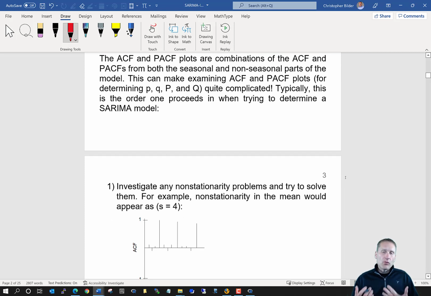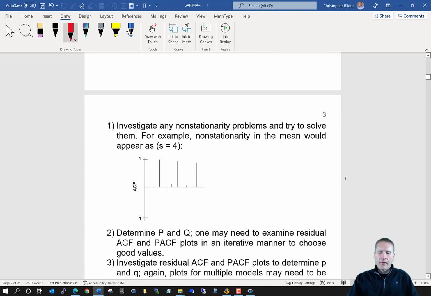So how does one then examine this ACF and PACF to make decisions about what potential values should be for the P and the Q? Well, my recommendation for doing this is try to handle the seasonal component of the model first. That typically is easier. So first of all, one should actually take care of any non-stationarity issues to begin with.